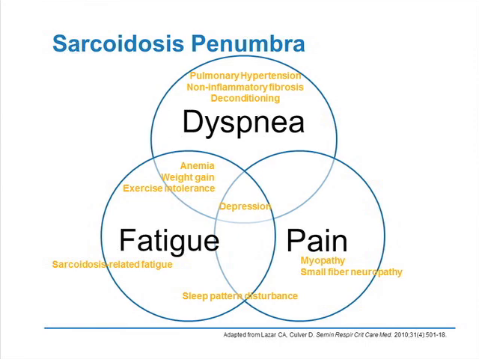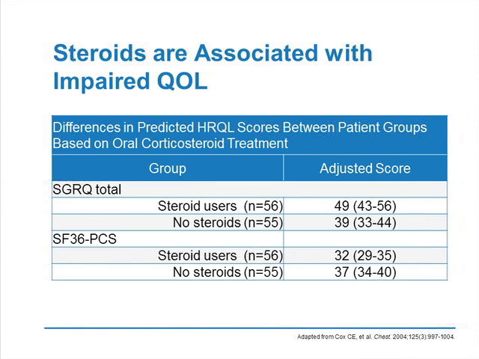In thinking about treatment, it's also important to consider that the treatments are not necessarily benign. The next slide demonstrates the effect of steroids on the quality of life. And the authors in this particular study looked at two indices of quality of life, the St. George Respiratory Questionnaire, which is a pulmonary-specific quality of life metric, and the SF-36, which is a more general quality of life metric. If you just look at the adjusted score, you will see that the quality of life, even after controlling for a number of confounding variables, is lower in steroid users, either for St. George or for the SF-36.